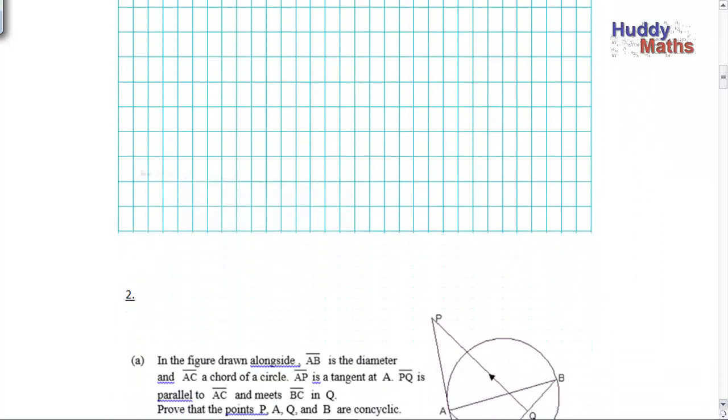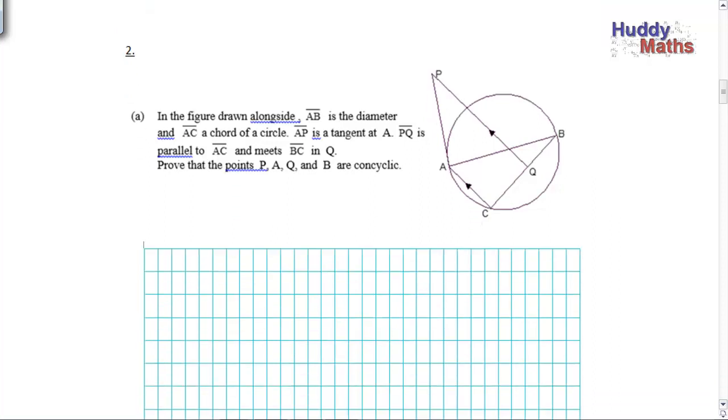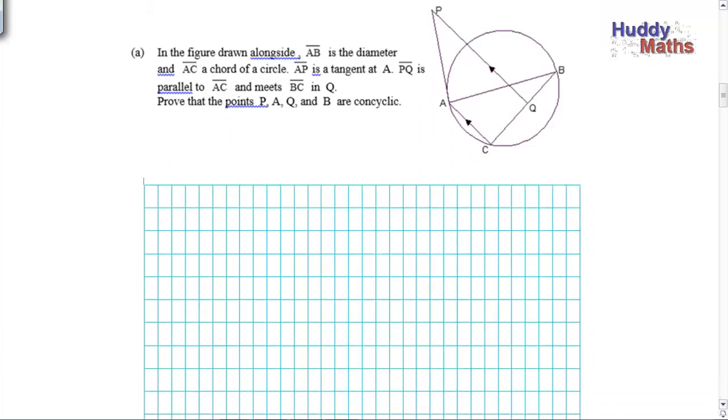Let's have a look at the next one now. In the figure alongside, AB is the diameter, now that's important. And AC is a chord, so that's all right. AP is a tangent, just watch that. PQ is parallel to AC, yes, that's marked. See what I'm doing? I'm checking it all off. So we've got to underline these important things. Parallel, okay.